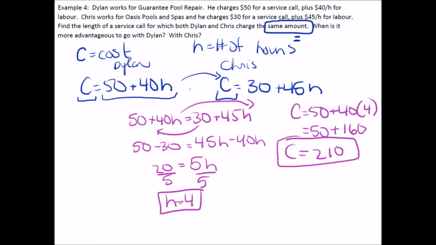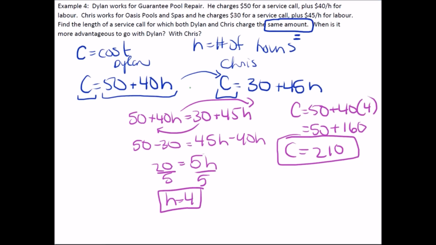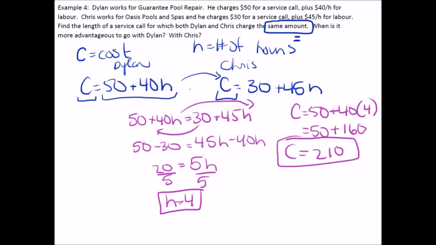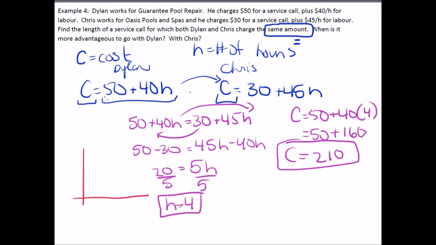Now, I always do a little visual in the corner for this. So Dylan starts at $50 and then goes up, right? And Chris starts at 30 and then goes up. And we know the POI is 4, 210.